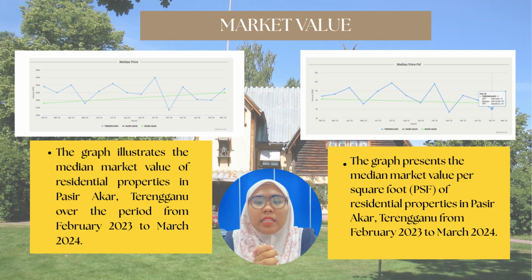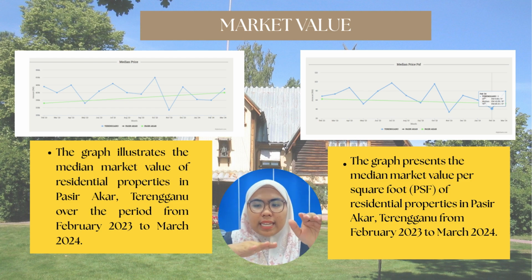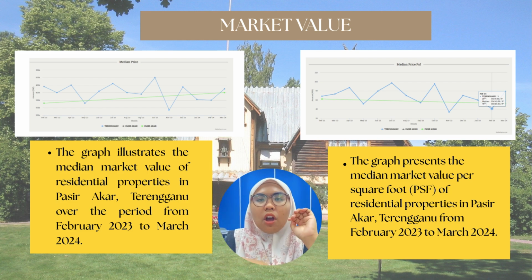Entering 2024, the PSF remained relatively stable, ranging between 55 ringgit and 75 ringgit per square feet. The green trend line shows a slight downward trend, suggesting that while prices fluctuate, the overall market value per square feet has remained generally stable with mild softening over time.